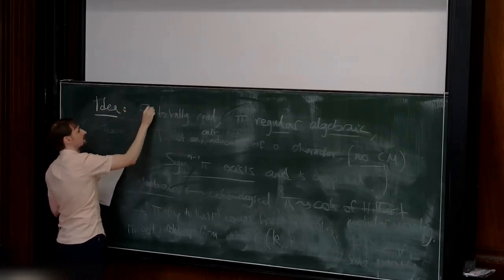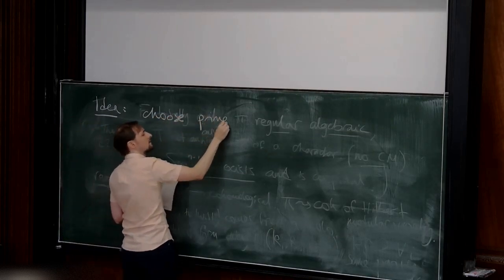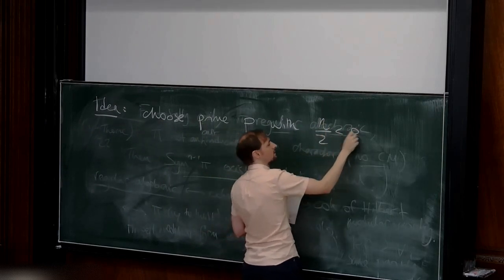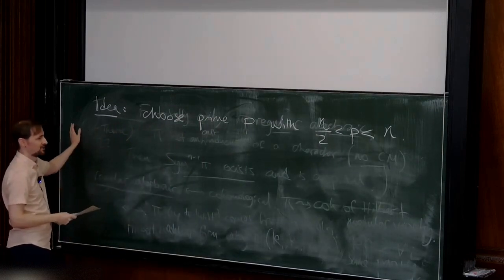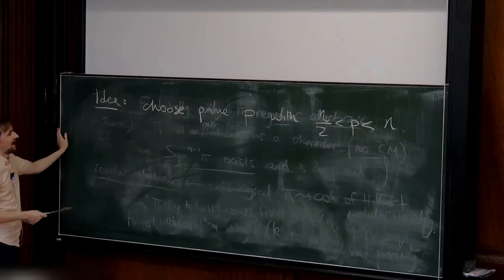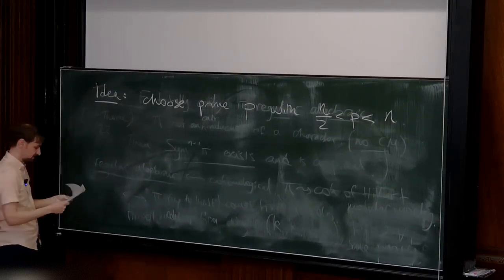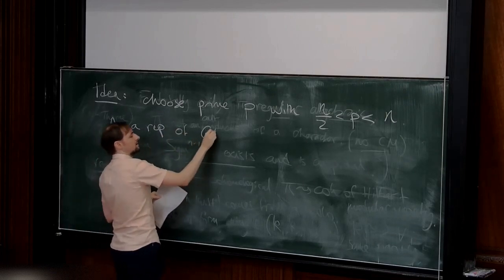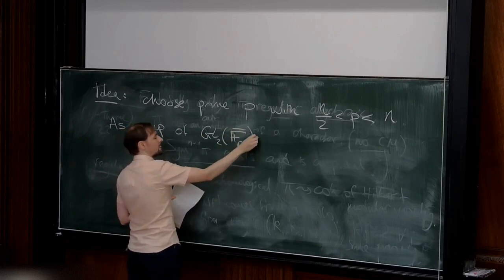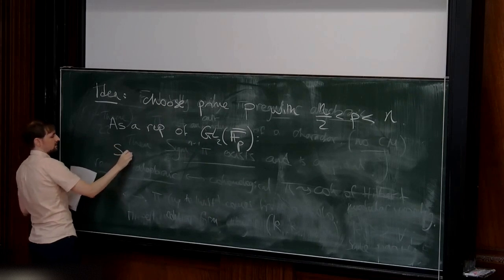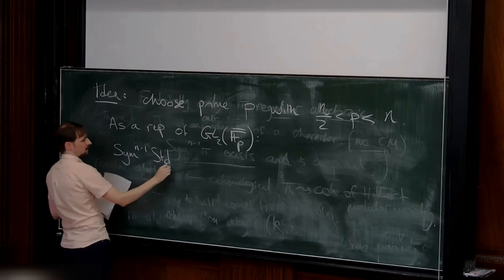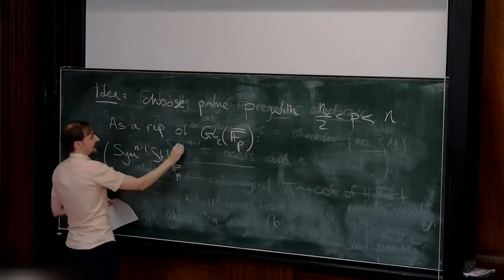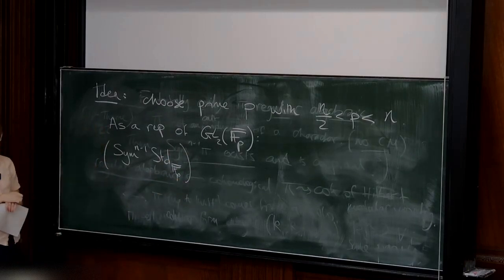Okay, so we're going to choose a prime p which is in between n/2 and n. You can do that by Bertrand's postulate, proved by Chebyshev. Now, what happens if we look at this Sym^{n-1} representation in characteristic p? We can think about representations of GL2(F_p bar). If you look at the standard two-dimensional representation of this group over F_p bar, we can take its (n-1)st symmetric power. And because n is bigger than p, I'll get something reducible when I do that.